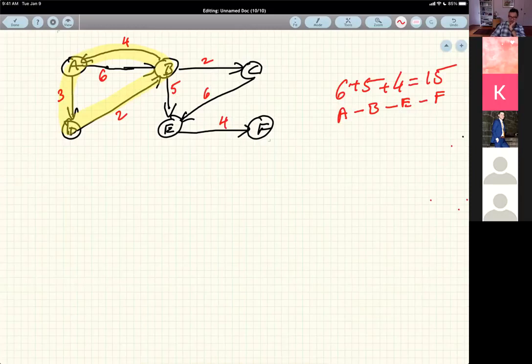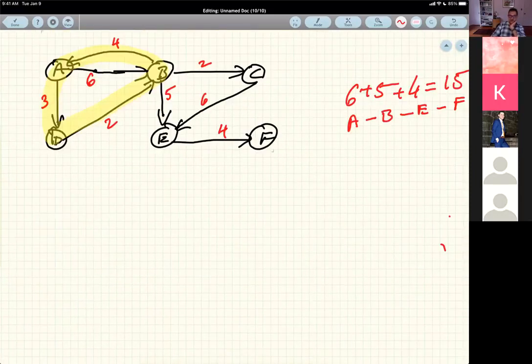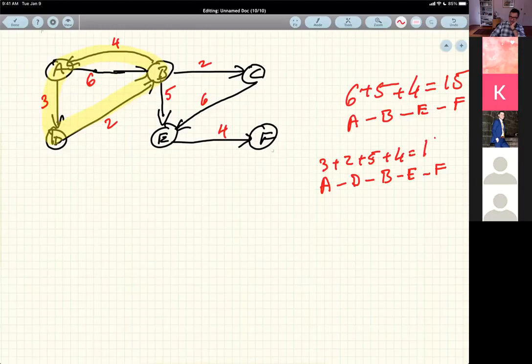Is there a shorter path? Well, what if I go to A, to D, to B, to E, to F? It's more vertices, but is it a shorter path? Well, let's see. A to D is 3, plus 2 plus 5 plus 4. Altogether added up, it comes out to 14. So really this is a shorter path to get from A to F.